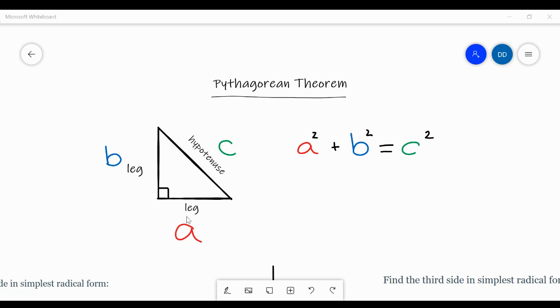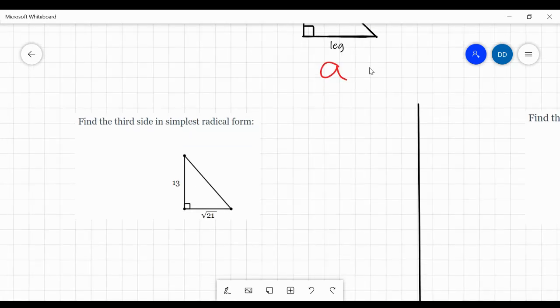So remember, the legs are either A or B, doesn't matter which one's which, but the hypotenuse, which is across from the right angle, is always C. That still applies to the questions that you guys are going to look at today. All right, so let's take a look at two of these questions.